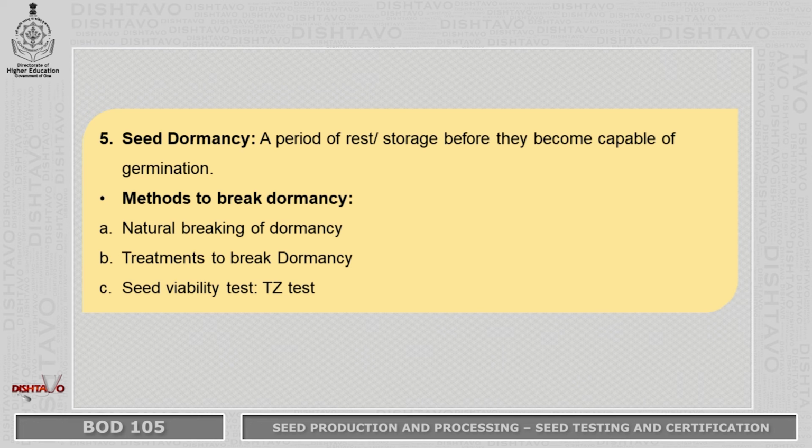Third one is seed viability test, that is tetrazolium test, wherein you make a small incision on the seed so that tetrazolium chloride solution is taken inside, and if the seed turns red, then the viability of the seed is more.